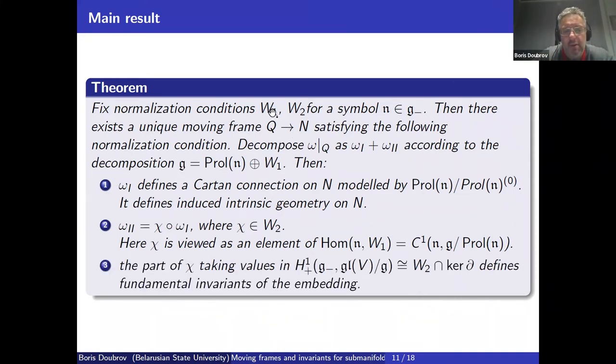Assuming we have these normalization conditions, we do have a unique moving frame such that omega 1 is a Cartan connection, and omega 2 is expressed via omega 1 through psi, which belongs to W2. Moreover, we can identify a part of psi lying in W2 intersected with the kernel of delta itself. I recall that in the case of the prolongation of n being reductive, we can assume that delta star vanishes on psi, but the part of W2 intersecting this kernel of delta will define a part of psi that will actually be the set of fundamental invariants of the embedding.